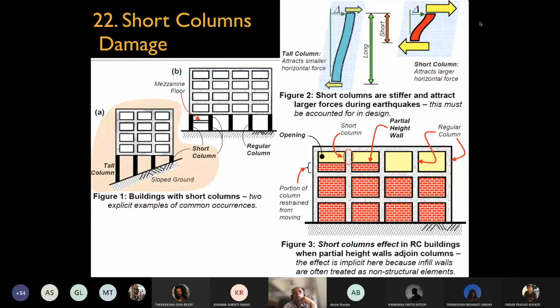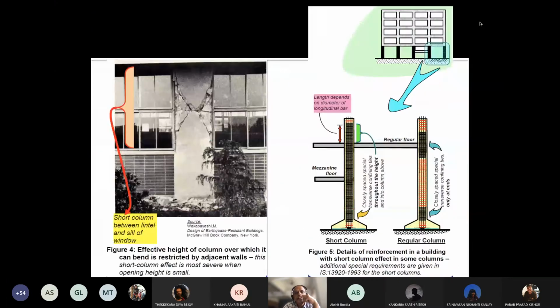Yeah. Short columns also happen when inadvertently you have these walls which you either fill up or you don't fill. But as soon as you have a parapet and the design of the column does not take into consideration the height of the parapet, or the effect of a short column because of the parapet, then this is what happens.